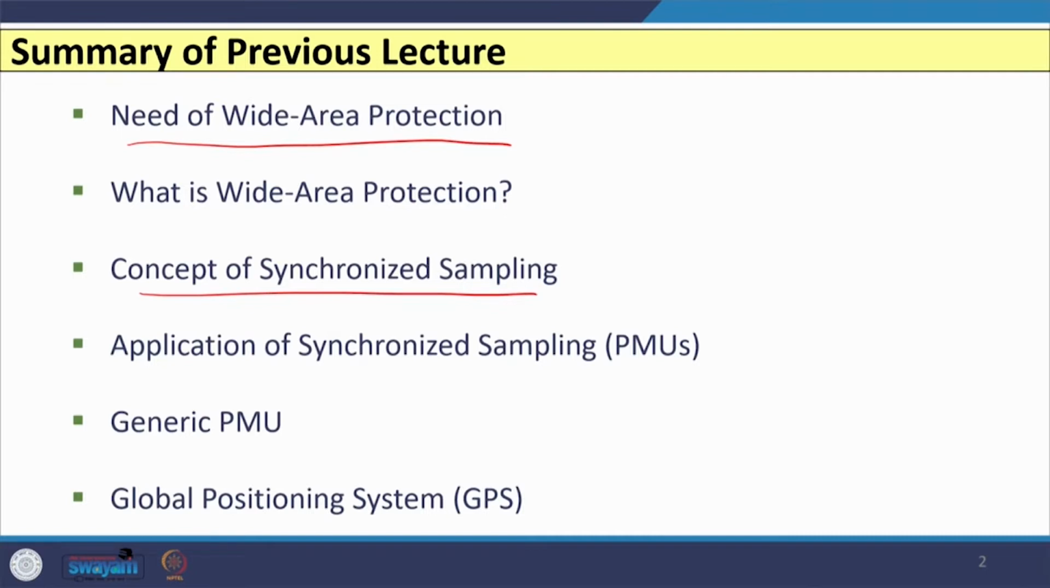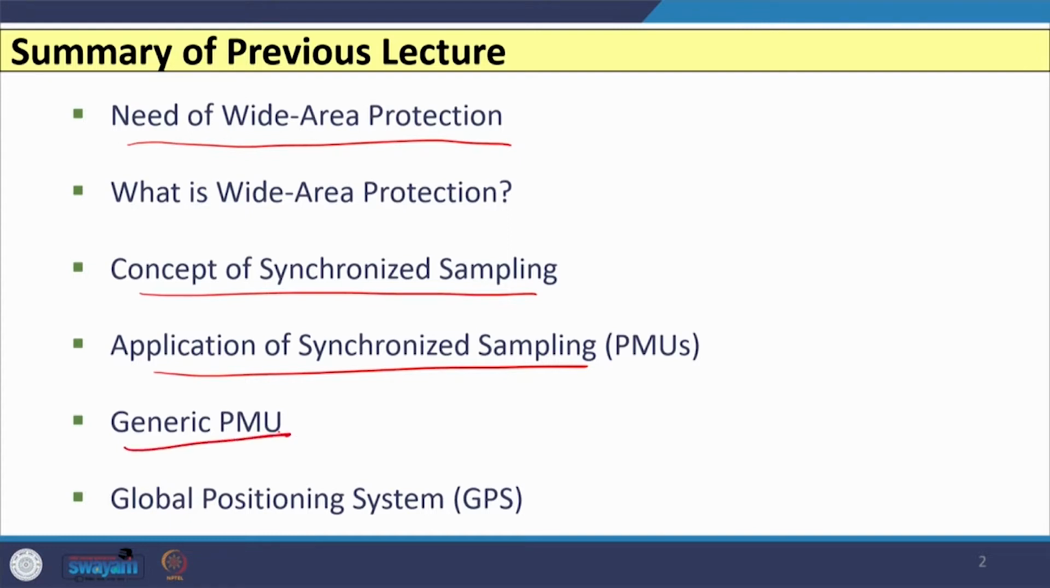And then we have discussed that if we wish to apply the concept of synchronized sampling, then we have to go for the utilization of a device known as the phasor measurement unit, which will give you as an output phasor values of voltage and current estimates. Along with that, some additional estimates are also possible, like frequency and rate of change of frequency.